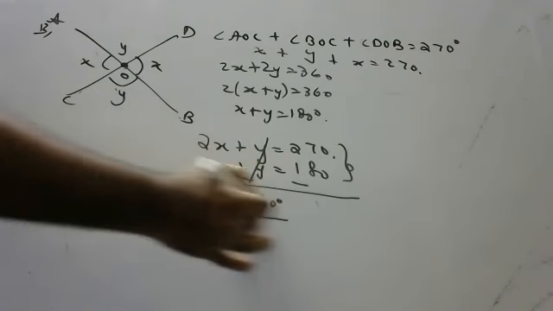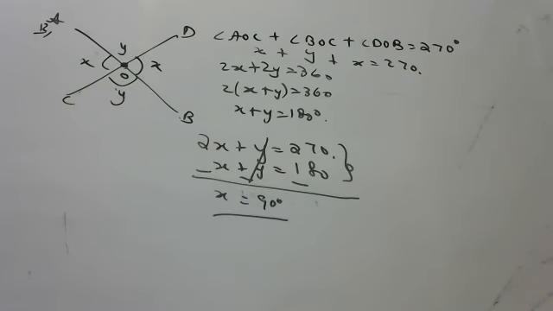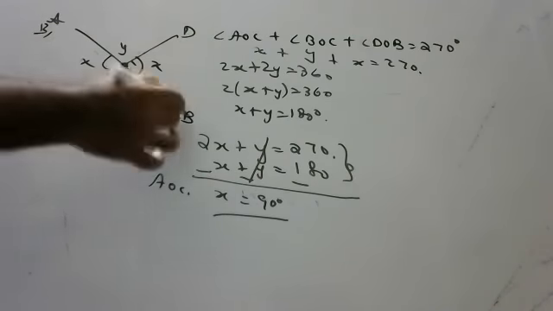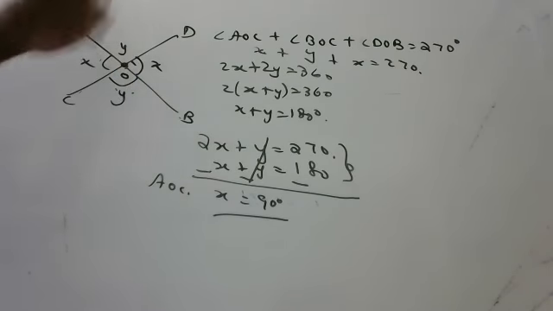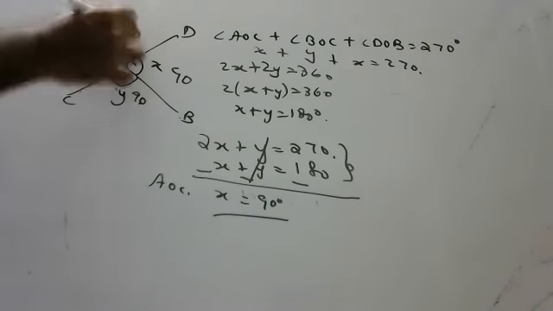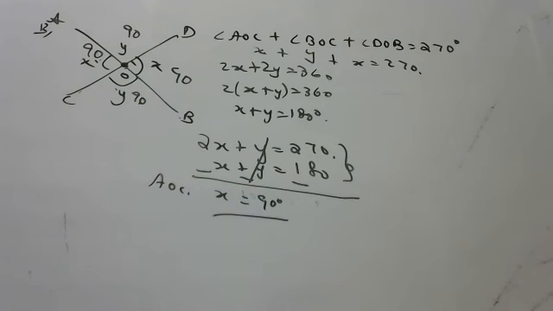90 degrees. Sorry sir, 270 minus 180 is 90. So x is AOC. AOC is 90 and DOB is also 90. All are 90. If this is 90, this is also 90. Okay, so the next one.